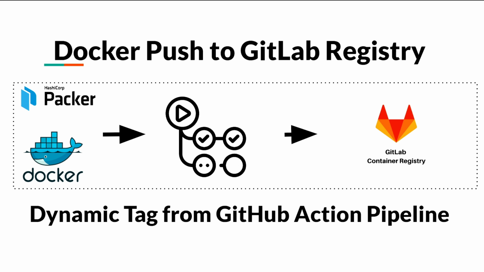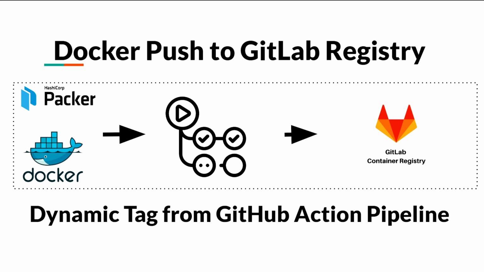So in this session we are going to understand how we can create a Docker image using Packer. We'll do the automation using GitHub Actions, and we are pushing our image to the GitLab Container Registry. The difference between the previous session and this session is that we want to make dynamic tagging while running our CI/CD pipeline.